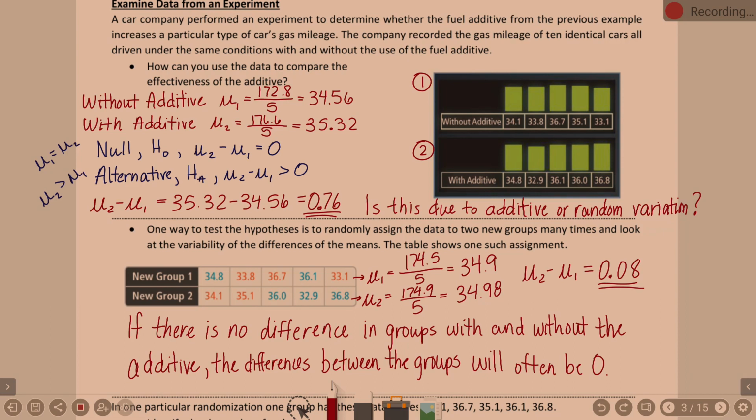So make sure if you've written anything down you want here. As I said, my statement down there: if there's no difference in groups with and without the additive, the differences between the groups will often be 0. Make sure you guys have a moment to get what you need there.